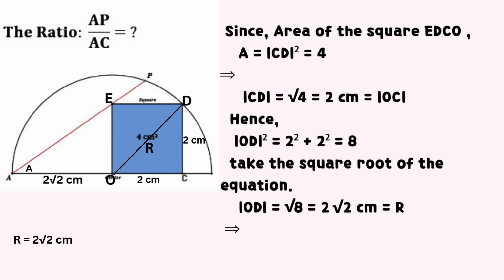Hence, the square of line OD equals the sum of the square of 2 and the square of 2, which equals 8. Take the square root of the equation.